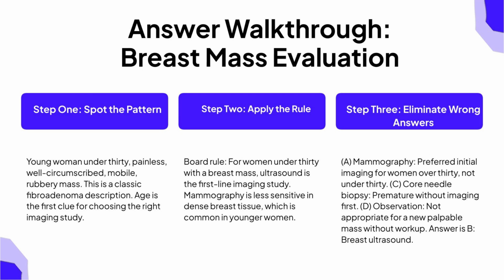Step 2. Apply the rule. The board rule is clear. For women under 30 with a breast mass, ultrasound is the first-line imaging study. Younger women tend to have dense breast tissue, which makes mammography less sensitive. Ultrasound performs much better in this setting. Step 3. Eliminate wrong answers. Mammography is the preferred initial imaging for women over 30, not under 30, so that is out. Core needle biopsy is premature because we have not done any imaging yet.